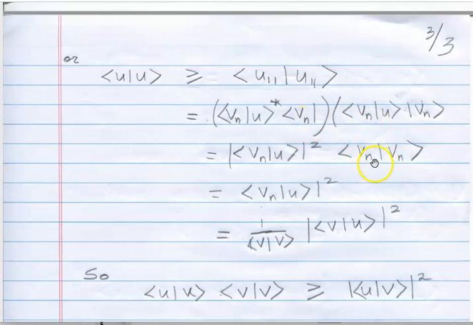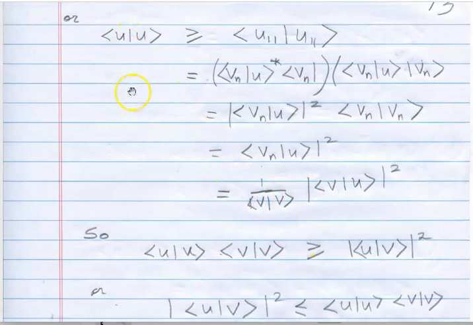Vn. Well, remember Vn was normalized, so its length is 1, and I get the bracket Vn U squared here. And now just put in what Vn is. And remember Vn was V divided by the square root of V squared. And so backing out of that, the square root of V squared just gives me V squared again.